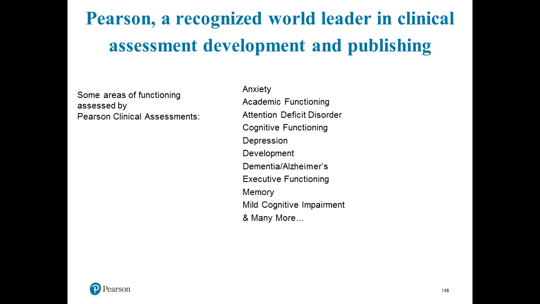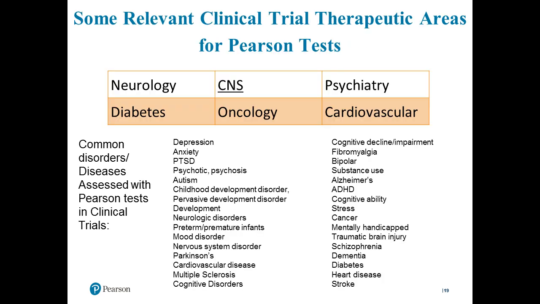Now, there are different ways to think about our tests from the vantage point of how we think about them. A psychologist like me thinks about these areas of functioning. So our tests cover some of these areas, but this is not exhaustive. Things like anxiety, academic functioning, ADHD or attention deficit hyperactivity disorder, cognitive functioning, depression, development, dementia, Alzheimer's, executive functioning, memory, cognitive impairment, and many more. So that's one way that we think about it, as psychologists. The way that it is often thought about in clinical trials is in terms of therapeutic areas. So neurology, the central nervous system disorders, psychiatry.